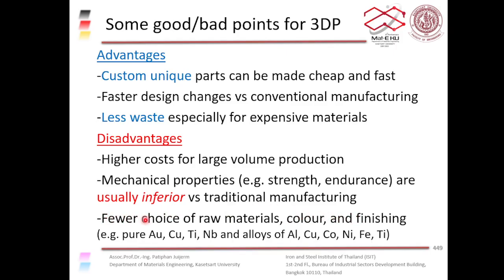You have fewer choices of raw material, color, and finishing. Right? For example, nowadays you can have a choice of pure gold, copper, titanium, niobium, and alloys of aluminum, copper, cobalt, nickel, iron, titanium. So there are not a lot of choices that you can choose from.